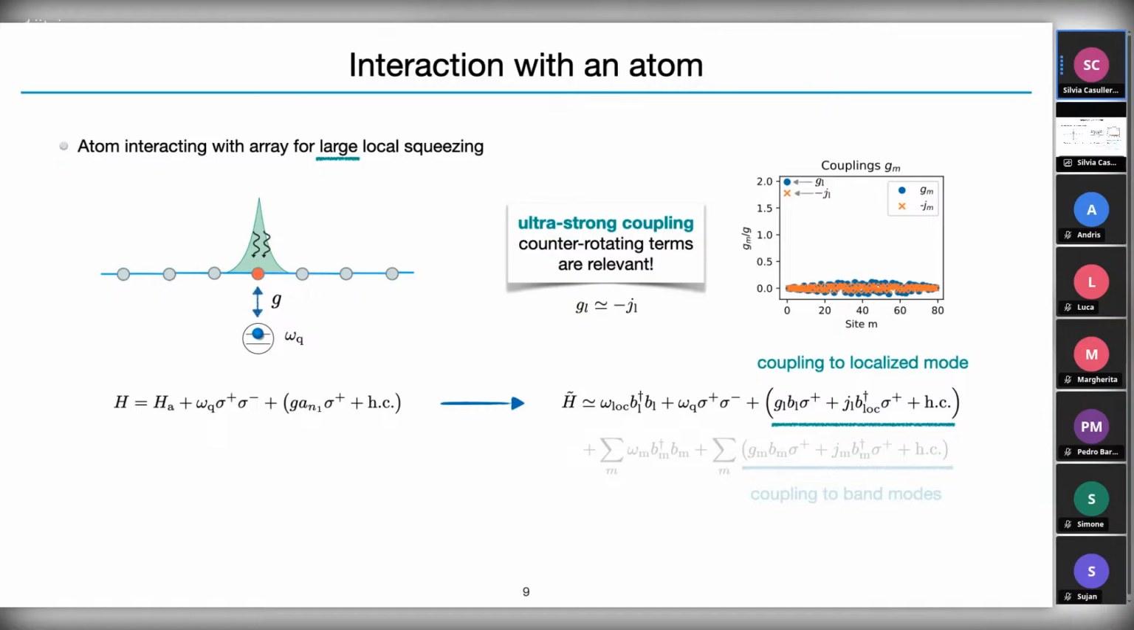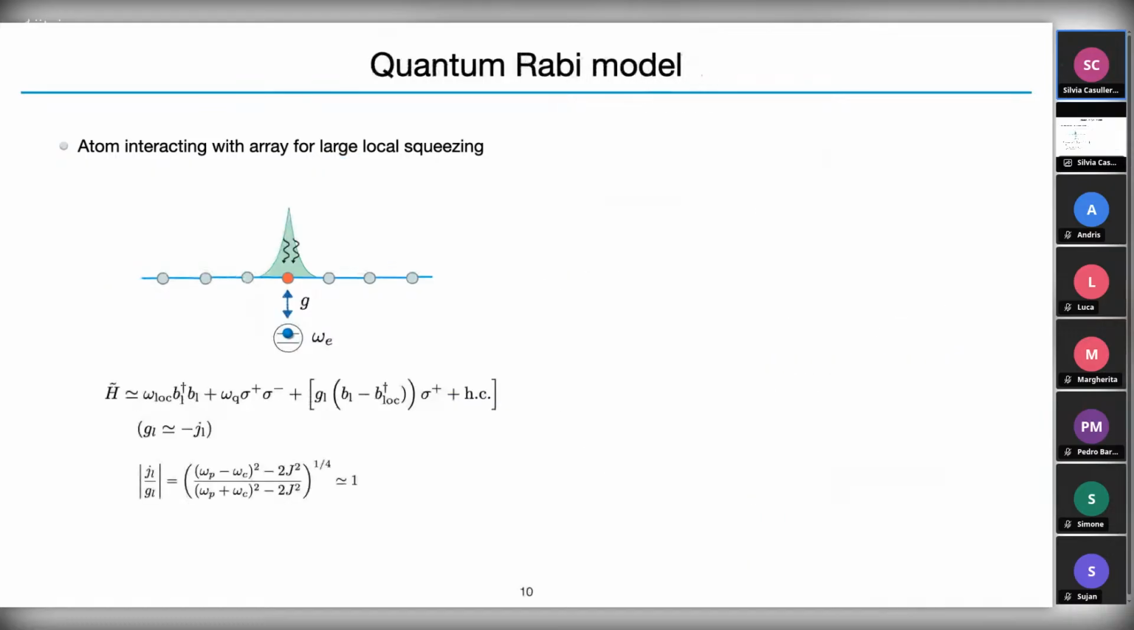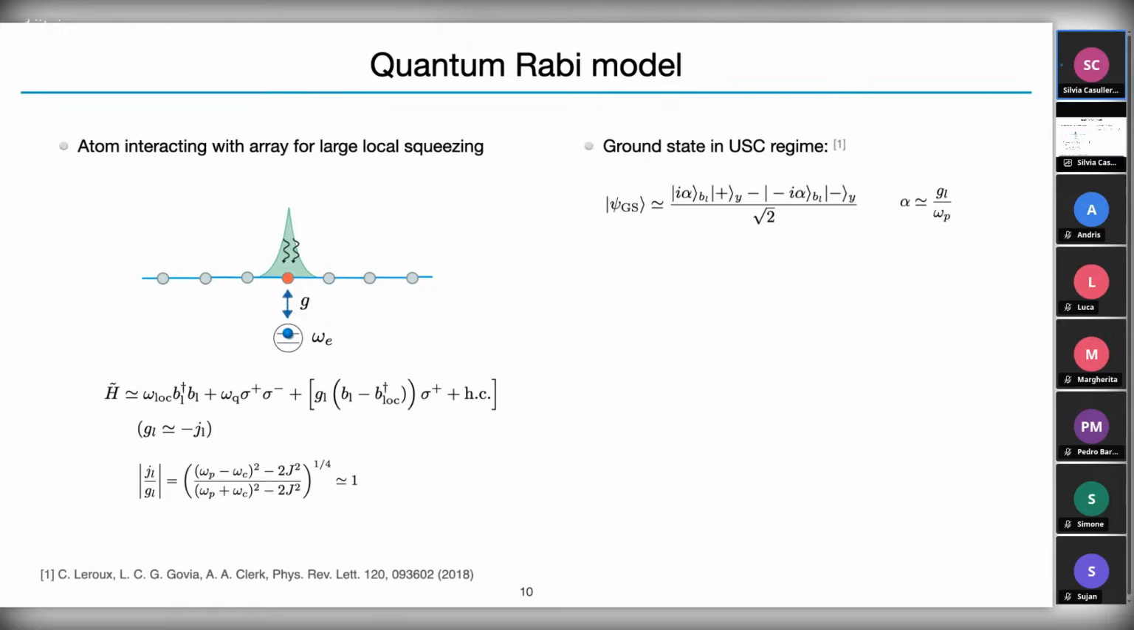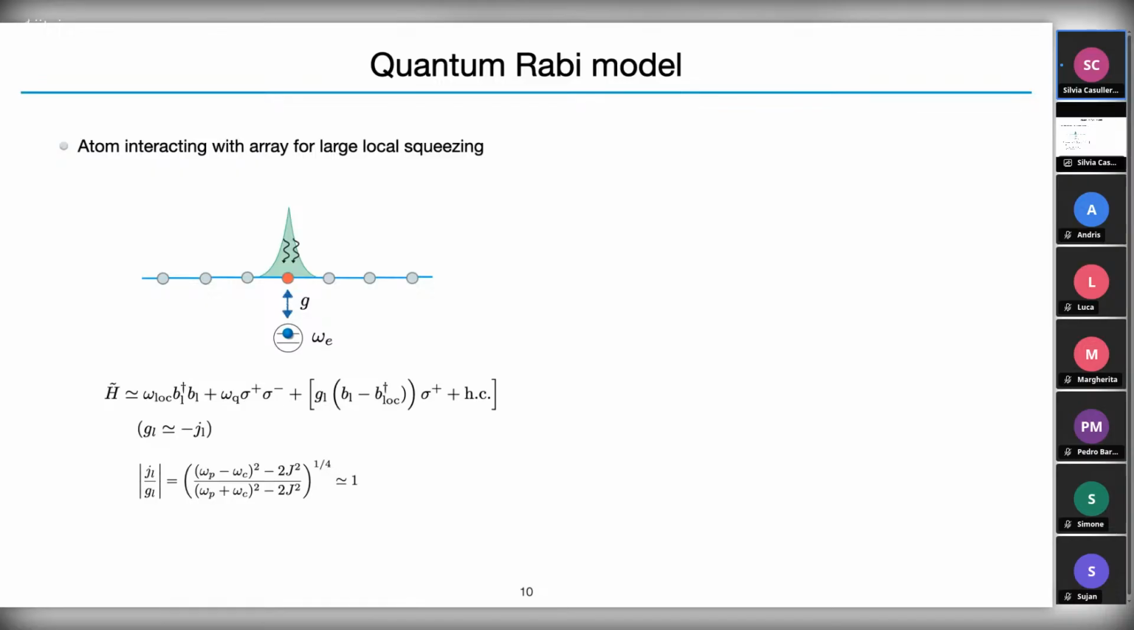And then from now on, we will forget about the rest of the band and talk about the interaction between the qubit and the localized mode. And in this case, if the squeezing is very strong, you can rewrite your Hamiltonian as something like your localized mode, the qubit, and then a coupling term that is something like P times sigma plus of the qubit. So this is what is called the quantum Rabi Hamiltonian. Sometimes this is with X instead of P, but it's more or less the same.